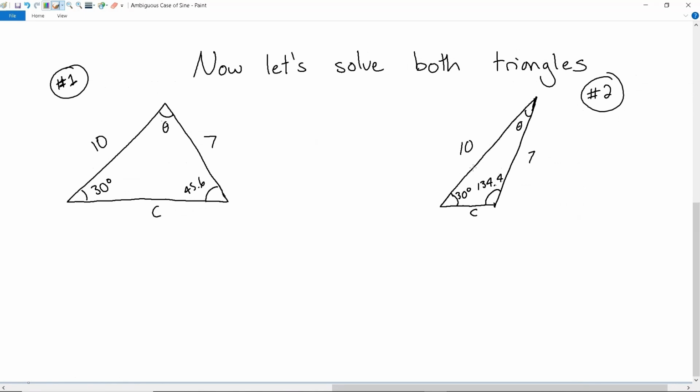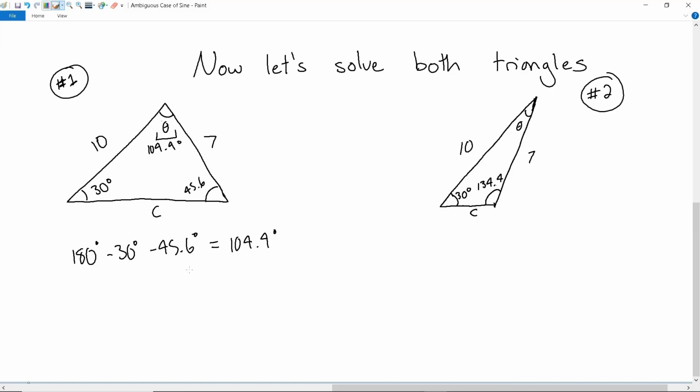Now, usually in an ambiguous case question, they're going to ask you to solve for both triangles because the values will vary depending on the situation. To solve for this angle right here, I could probably just work with 180 degrees, because if I subtract my two other angles, I will for sure get the missing angle. And that should be 104.4.